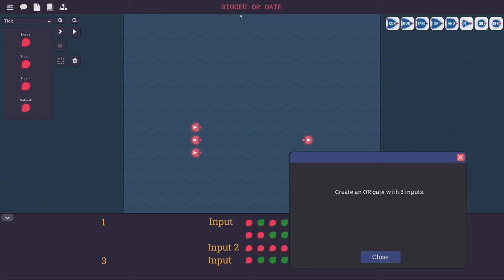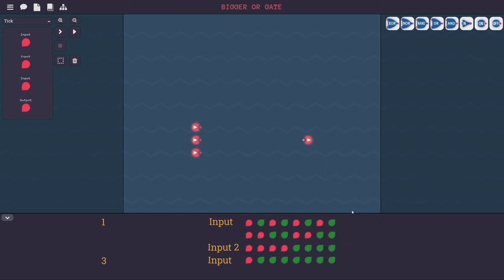This level is called Bigger OR Gate. The goal is to create an OR gate with three inputs. All right, let's do it. So we have a list of components that we can bring in up in the top right here. And our goal is to create a bigger OR gate that allows for three inputs.